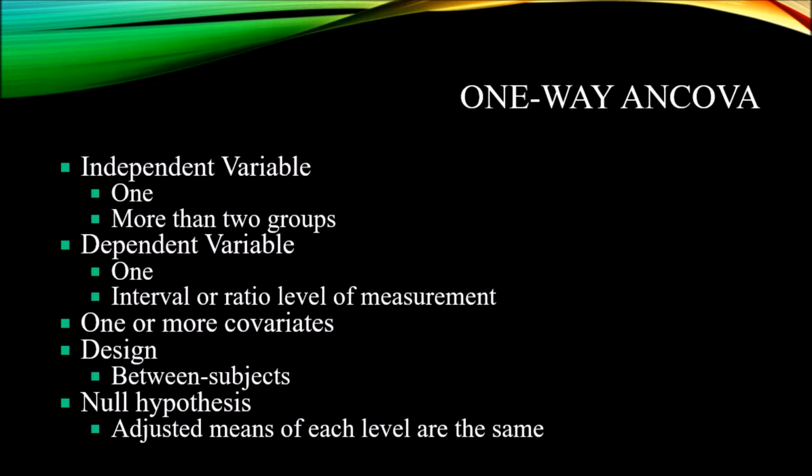The difference with ANCOVA is you're introducing 1 or more covariates. These are variables that you believe are influencing the dependent variable, and you want to control for these covariates so you can get a clear idea of what impact the independent variable is having. The design, just like one-way ANOVA, is between subjects, and the null hypothesis is similar. The null hypothesis here is that the adjusted means of each level are the same. They use the term adjusted because these means are adjusted because of the covariate or covariates.